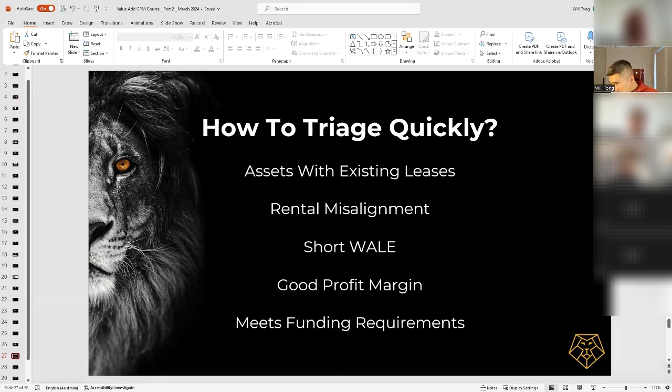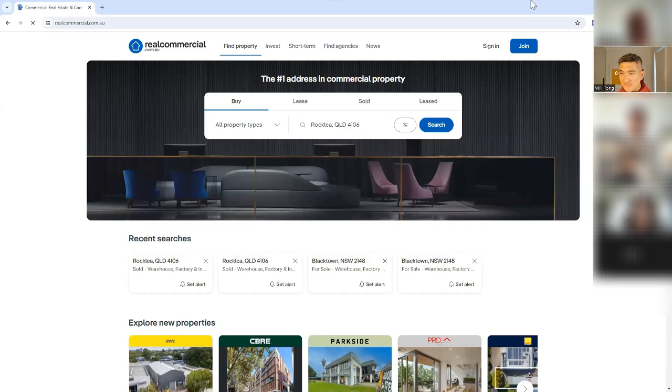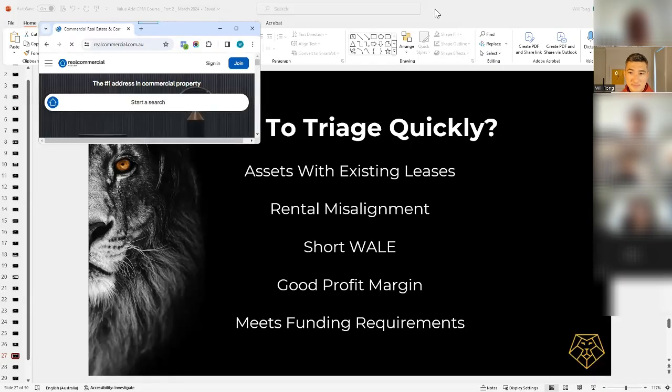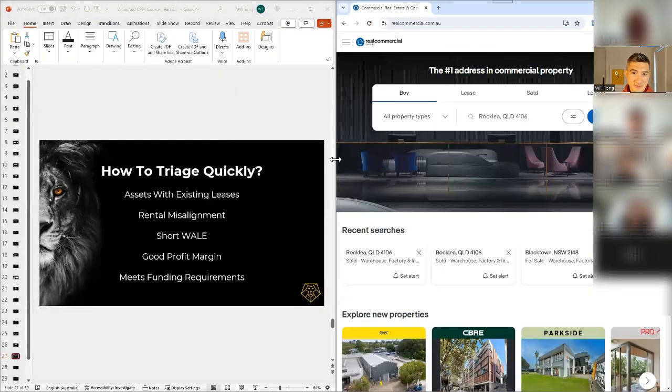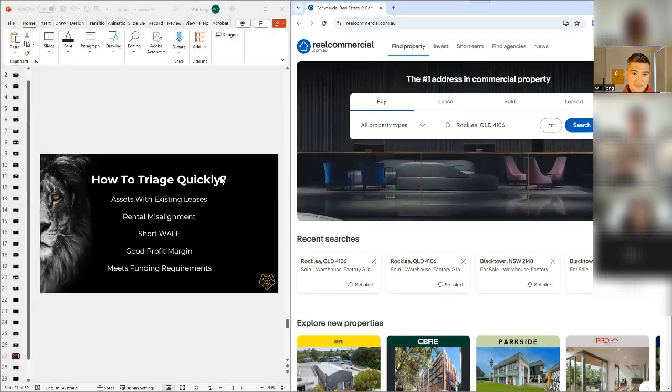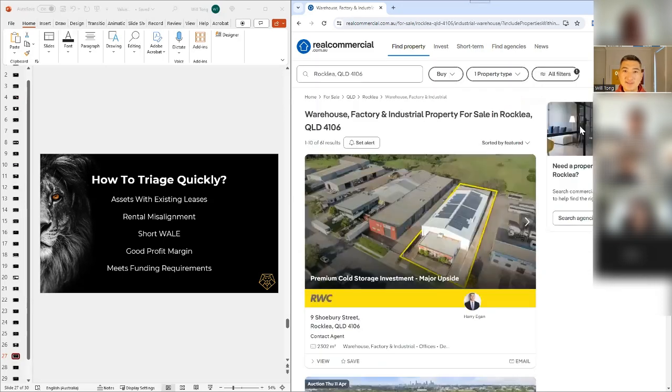I hope I've got enough time to run through a couple of things. So I want to give you guys a bit of a demonstration on how I actually look for stuff. I'm going to have this on the side here. All right, this is what we're looking for. So I'll go on to realcommercial.com.au, I'll go into commercialrealestate.com.au, and then I'll type in the places that I want to look at. We ran through this exercise in session 1, so I'm not going to explain how to do all this, but this is how I quickly triage.